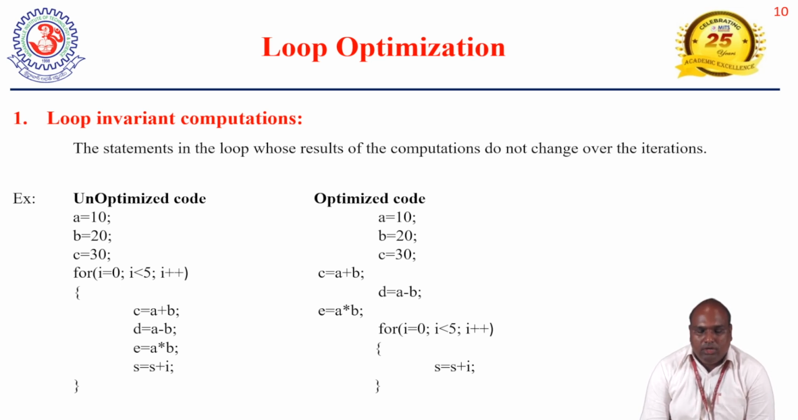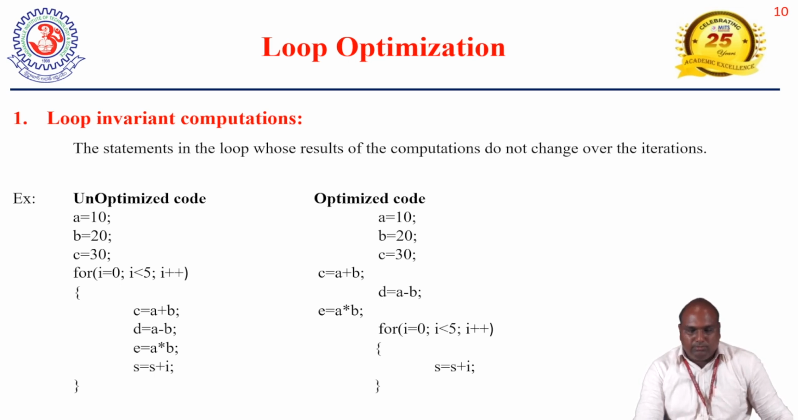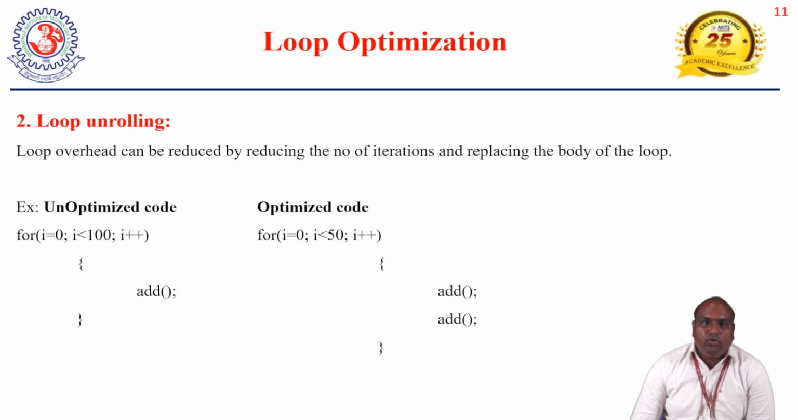If you increase the loop count, it will automatically increase the compilation time without changing the values of c, d, e. That's why I want to move c equal to a plus b, d equal to a minus b, e equal to a star b outside the loop to reduce the compile time. Even if you move them outside, there is no change in the result of the program. That's why I am moving them outside the loop. It is the same as code movement or code motion, because we are moving the code from inside the loop to outside the loop without changing the output of the program.